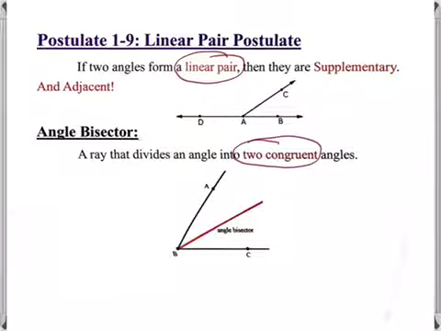Like a segment bisector, you're just cutting something in half, but this time they're talking about an angle. In this case, this ray is cutting ABC into two congruent angles, so that angle ABD, let's say D here, is congruent to angle DBC. So an angle bisector creates two congruent angles.